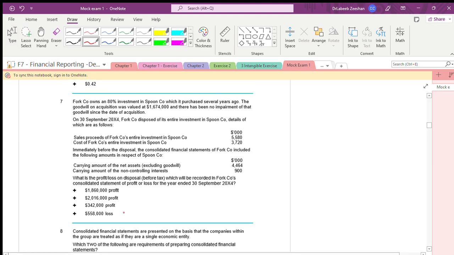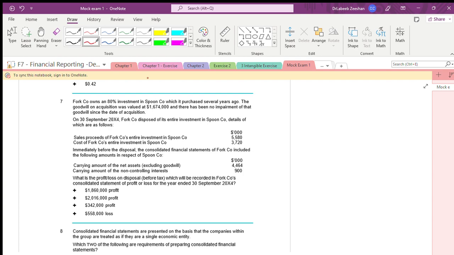Next, Ford company owns 80% of the investment in Spoon, which was purchased several years ago. The goodwill on acquisition is this much, and there was no impairment to the goodwill since the date of acquisition. On 30th September 2004, Ford company disposed of its entire investment. Sale proceeds how much? This much.